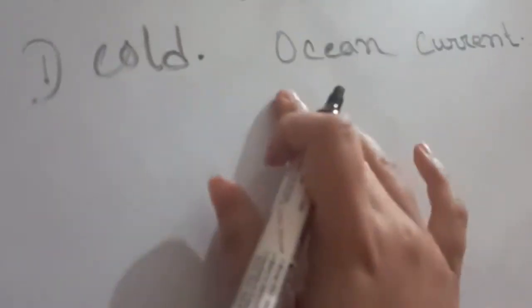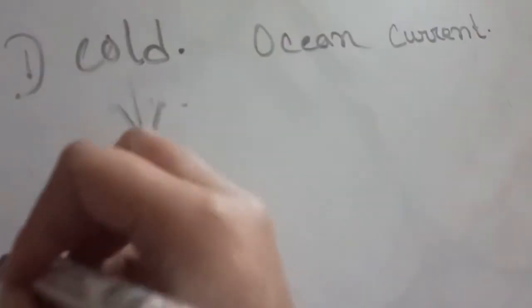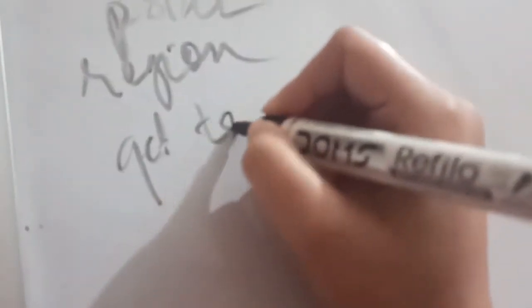Next is the cold ocean current. These cold ocean currents generate mainly in the polar region. Why the polar region? It's very simple. The polar region gets less vertical rays of the sun. As a result of that, the temperature over there is low. That's why it is colder or cooler in nature, and the cold ocean currents originate from these polar regions.